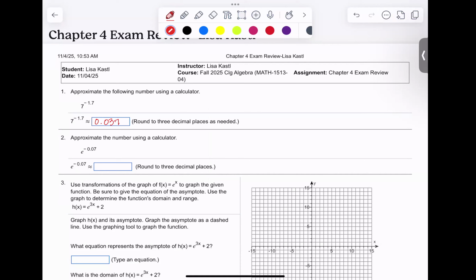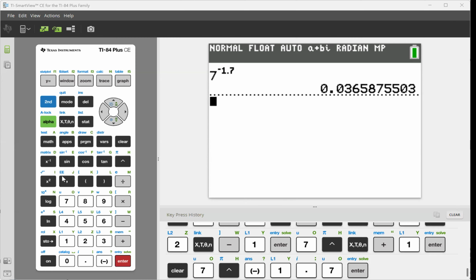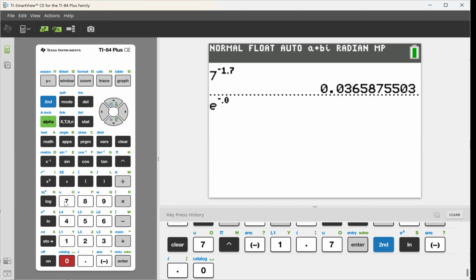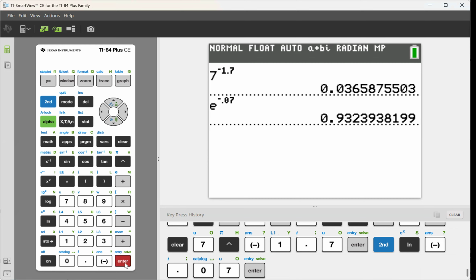Problem number 2, raise e to the negative 0.07 power. So again, I'm going to go to my calculator and do that. On my calculator, my E button is above my natural log button, so you can see my mouse circling around there. So I'm going to go second natural log, and that's going to give me e to the power, and I'm going to raise it to the negative 0.07.